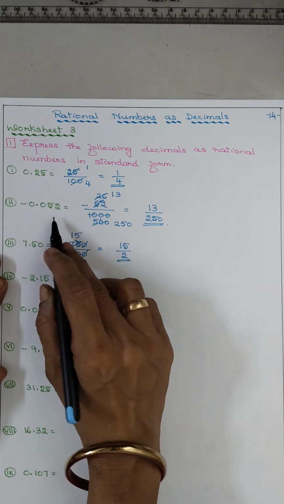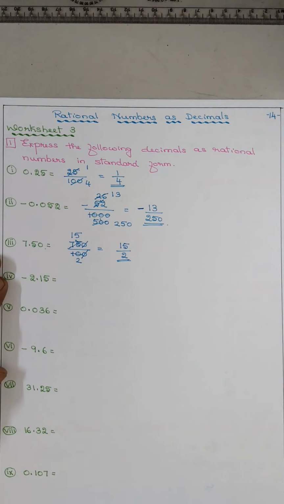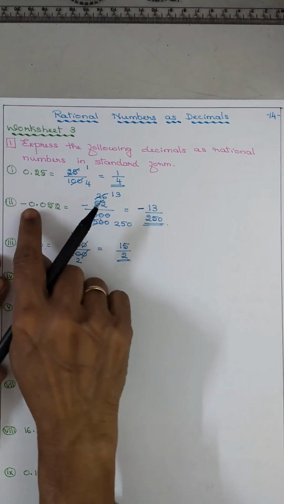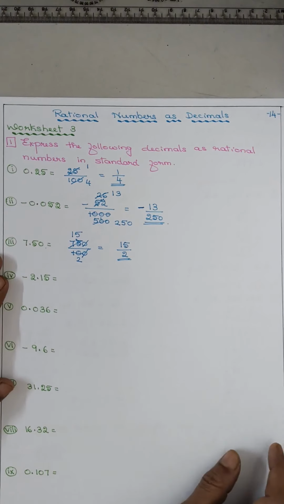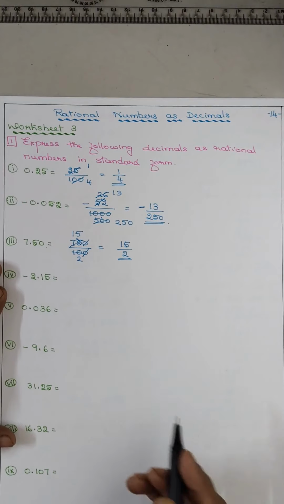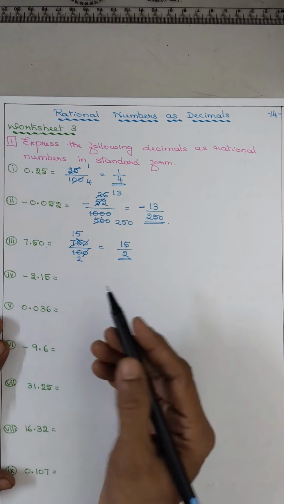Sorry, in the earlier sum we have not put the minus sign. Here we have put it, but in the final answer we have not put the negative sign. It is a negative rational number. Please don't forget, okay? I'm sorry. Now it is minus 2.15.